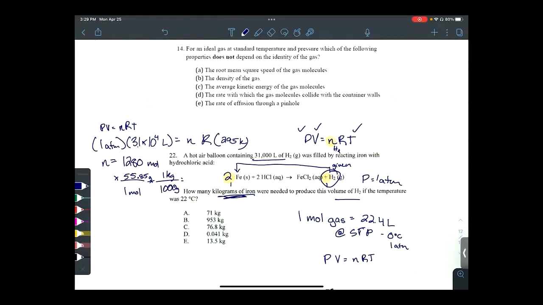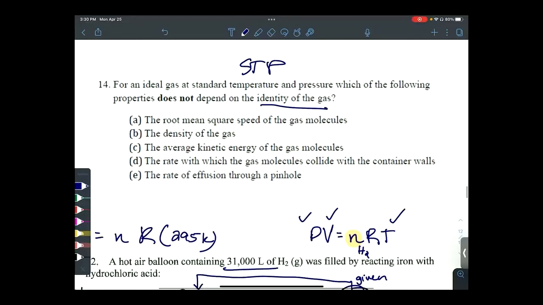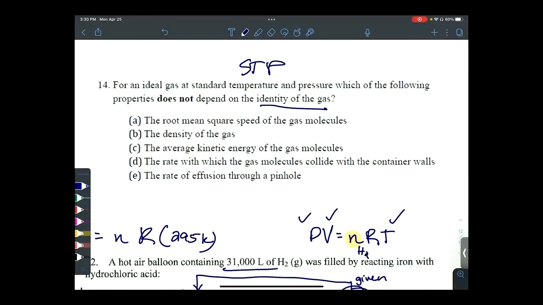Good? All right, so let's keep going. For an ideal gas at standard temperature and pressure, STP, which of the following properties does not depend on the identity of the gas? A, the root mean square speed of a gas molecule. Do we even know where to start?